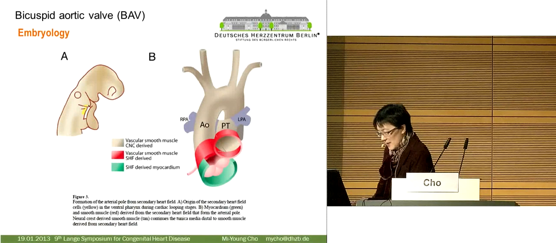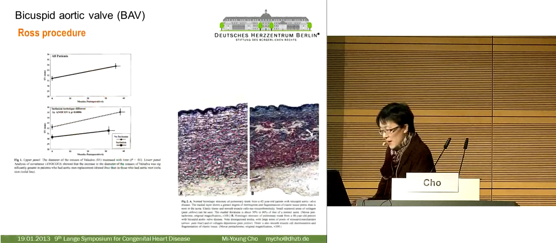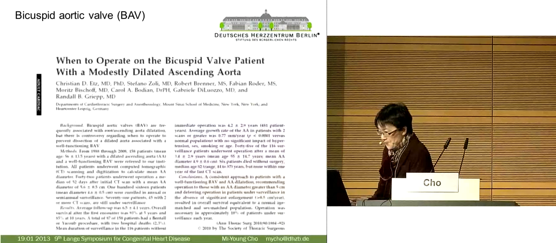So why is it? As I said, the neural crest also gives rise to the ascending aorta and the main pulmonary artery or trunk. So when you have bicuspid aortic valve patients, the medial degeneration is not only at the ascending aorta, it's also in the pulmonary trunk, as David showed. So the Ross procedure is not really an option.